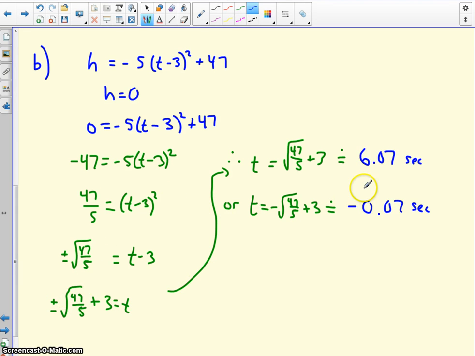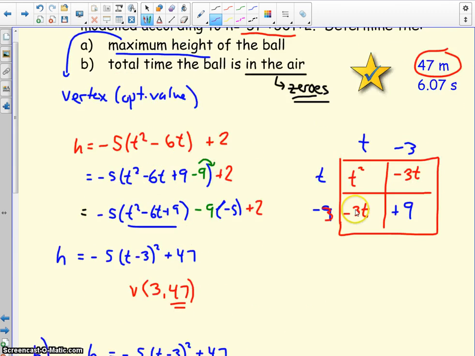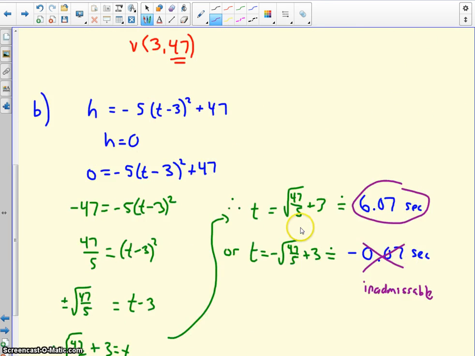Okay, so when you plug these in your calculator, you should get these two decimal equivalents. Now, if you're looking at where these answers are valid, it does not make sense to have a negative time. Time cannot be negative. So this one right here, we're going to call inadmissible. It's not a valid solution in this case. So it means the only possible answer that we have here is that it hits the ground at 6.07 seconds. So that's how long the ball is in the air for, 6.07 seconds.